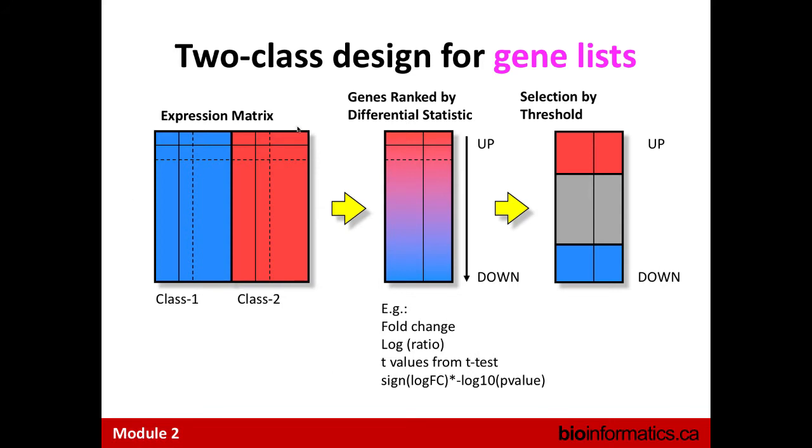So this is a classic design, which is called the two class design for gene list. We have two groups of samples, which we name here class 1, class 2. That could be cases versus control, treated versus control, or that could be two subgroups, for example, in a cancer type. Within each class, we have multiple measurements that we did independently. We've collected different samples, different measurements that we call the biological replicates. So each group contains the biological replicates, and then we do a statistic to calculate differential expression.